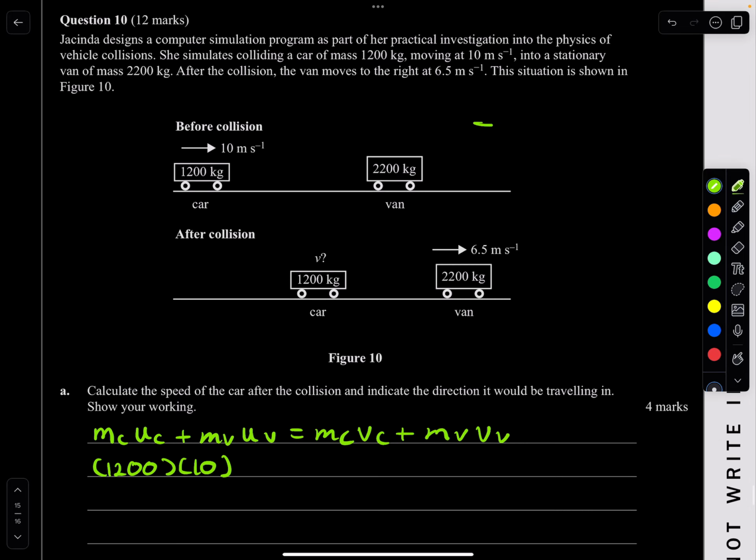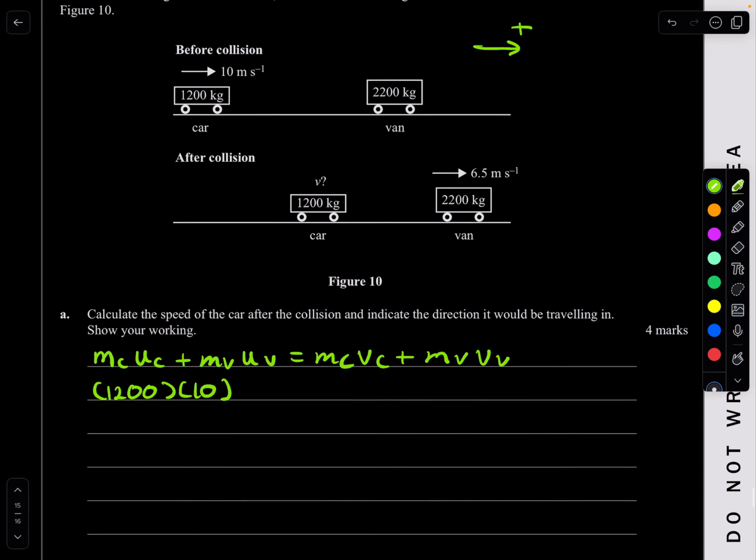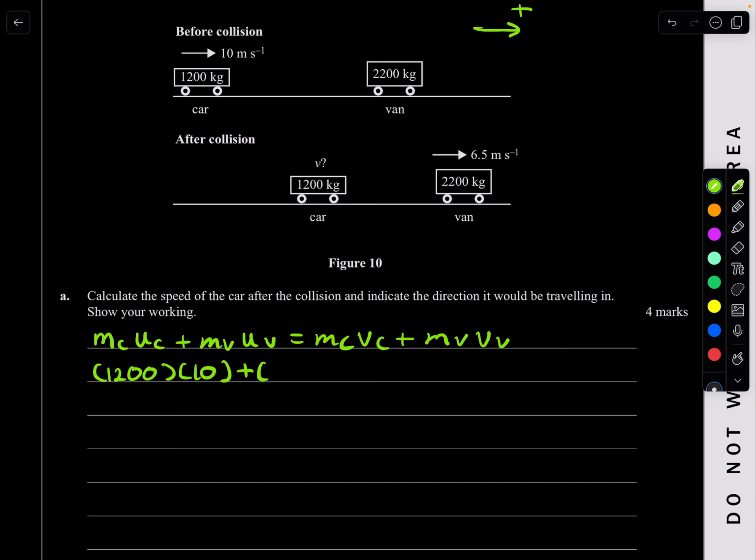So we know the mass of the car initially was 1,200 and the initial velocity is 10. Be careful: when you're doing momentum questions, make sure you pick a positive direction. I'm going to take right as positive. Plus the mass of the van, which is 2,200, times its initial velocity, which is 0. So that overall is just 0, and we didn't need that. It's equal to the mass of the car, 1,200, times the final velocity of the car after the collision, which we're trying to find, plus the mass of the van times its velocity, which is 6.5 to the right, so it's positive.